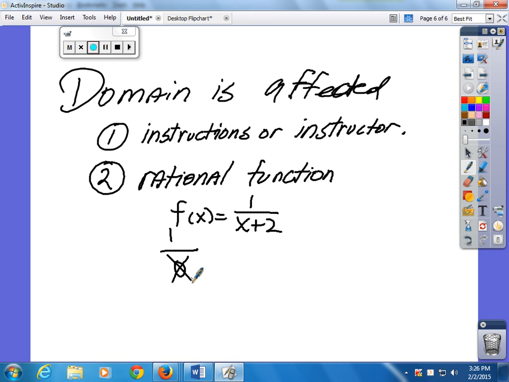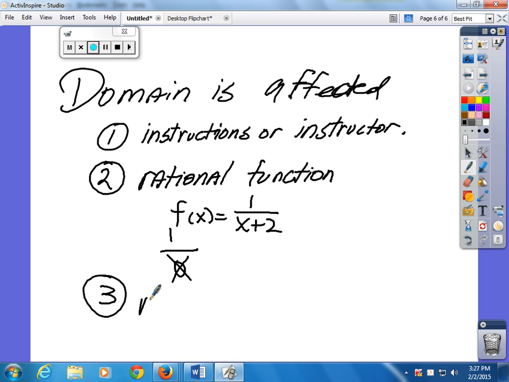If you have a number that doesn't work in your function, what's the number? Negative 2. Negative 2 will give you what? 0. So you cannot use negative 2. You can use all numbers except for negative 2. Well, then what does that do to the range? It's going to throw a monkey wrench in the range, and there's going to be a spot somewhere on the graph that has an open circle or has a vertical asymptote.